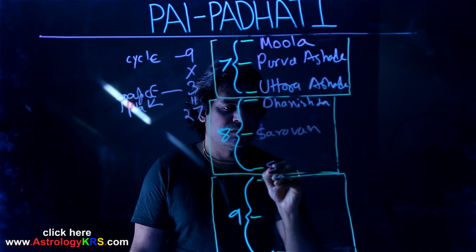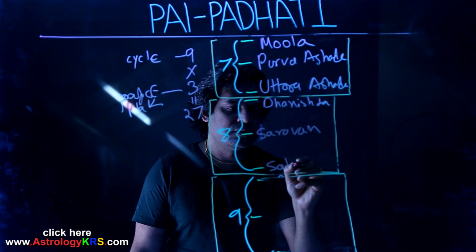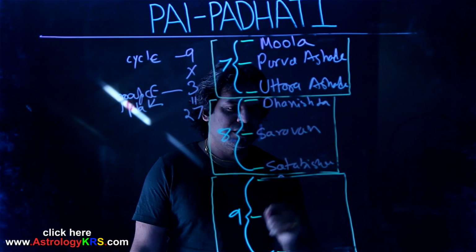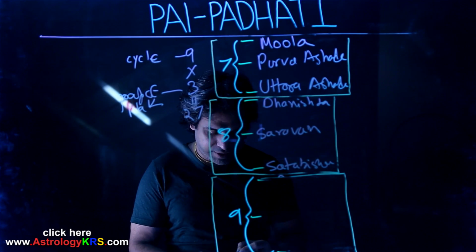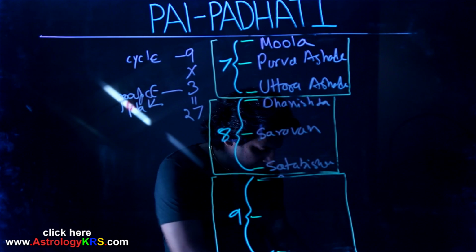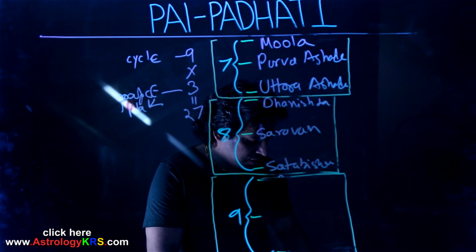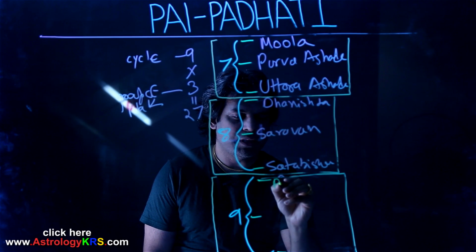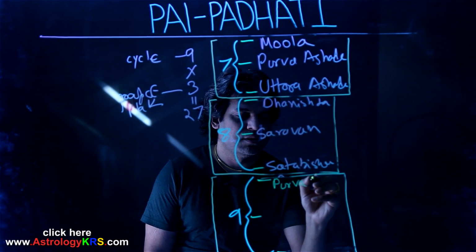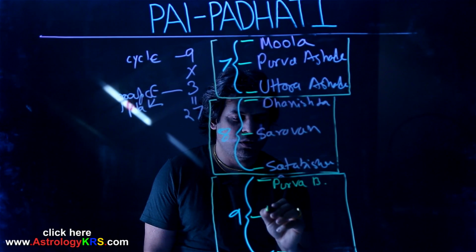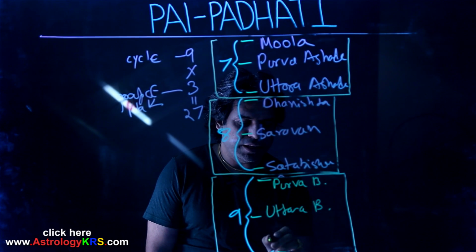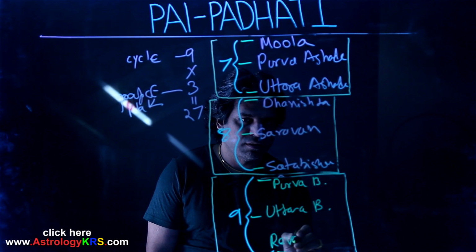Saravan. I don't know if I'm spelling this right. Shatabhisha. Okay. Wow, this pen is already out. Then the third one would be Purva Bhadrapada. Then Uttara Bhadrapada. Then the last one would be Revati.